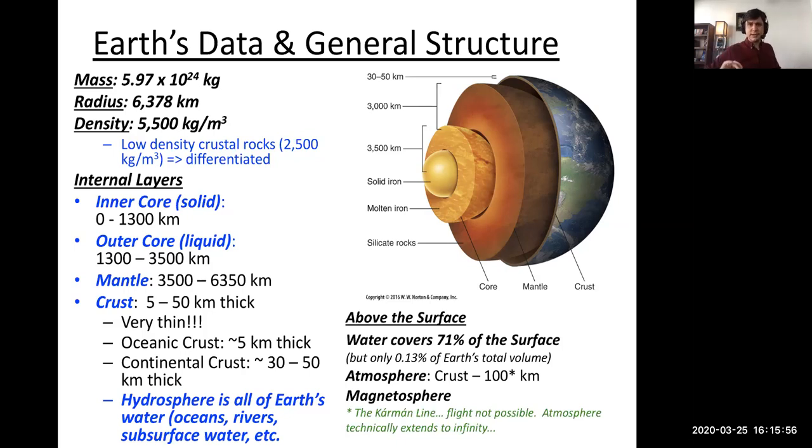Again, you don't need to memorize this number. For the Earth, how much mass does it have? 5.97 times 10 to the 24th kilograms. That is a big number. That is a lot of mass.